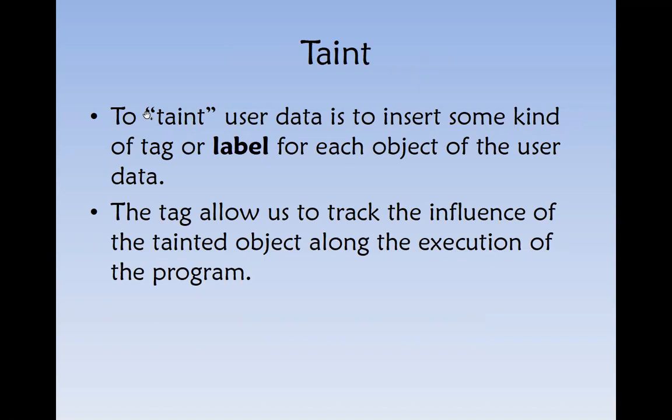So for example, you can propagate information about the object's data lifetime, or you can propagate information about which source it came from. All of these things are possible. For this particular lecture, we'll only be concerned with a very simple taint tag, which you can think about as one bit or a boolean that tells you whether the object has been tainted or not. So the tag allows you to track the influence of the tainted object along the execution of the program.